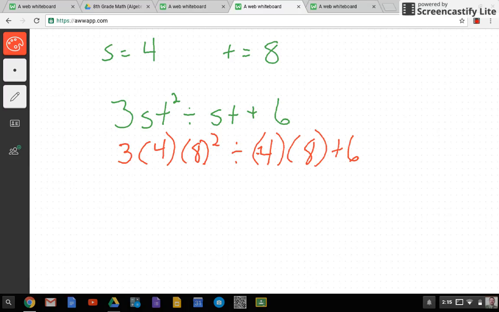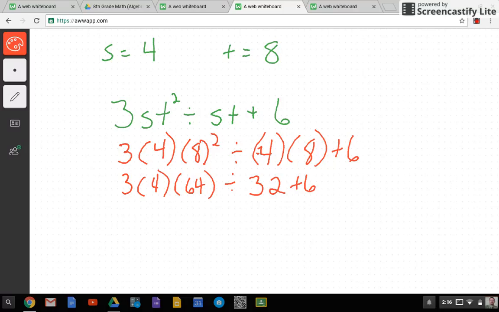First thing I've got to do: parentheses. Well, I just have numbers in there, no operations to do inside. There are exponents, so I've got an exponent right there. So that means 3 times 4 times 64, divided by 4 times 8. Well, I'm going to go ahead and do that, even though that's not an exponent, because I can just multiply those two together. See, they're divided by that division symbol. So that would be 32, plus 6.